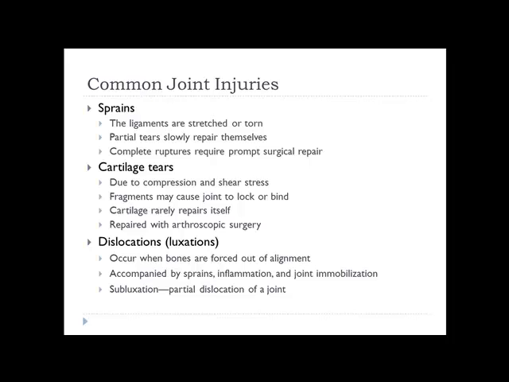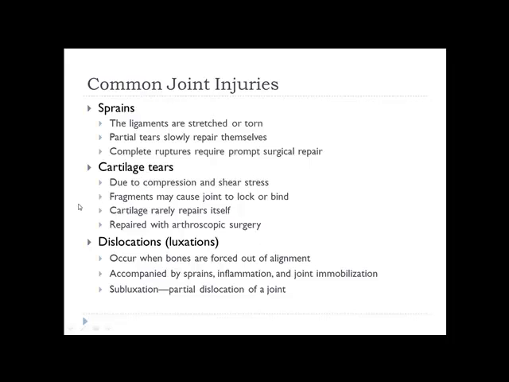Okay, so with our joint injuries, we could get sprains, we could get strains, we could get cartilaginous tears or dislocations or luxations. Sprains are going to be if you overstretch a ligament. A strain will be when you overstretch a tendon. S-T, T is for tendon. So strain is tendons, sprains are ligaments. So ligaments, these guys, they can tear, but a problem with them is that they heal very slowly because they don't have a good blood supply.